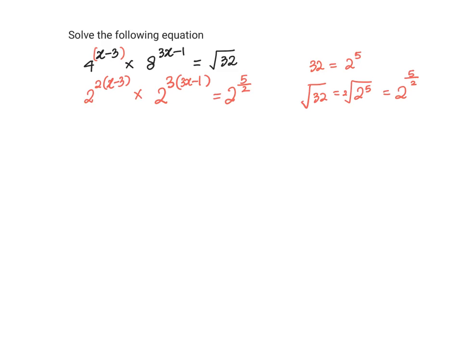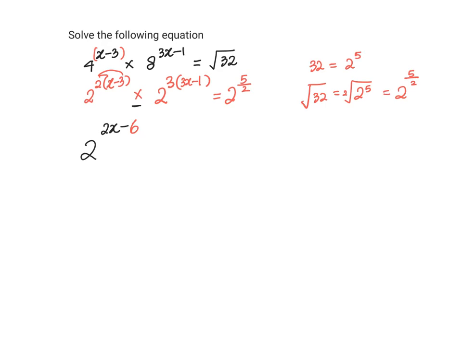Now we have converted everything, so we'll try to change them into one common base. So this one is multiplication. What do you do to the powers? You add up the powers. So this is 2 to the power x minus, the 2 needs to be multiplied in, so minus 6.